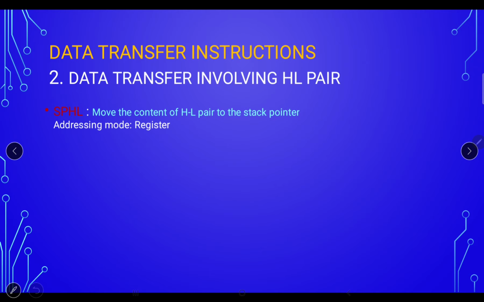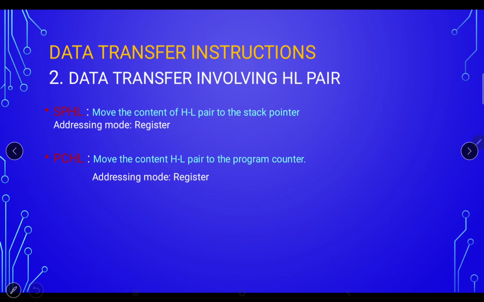Then the next instruction is SPHL instruction. Here SP stands for stack pointer and HL stands for HL register pair. So, here the content of HL pair is moved to the stack pointer and here the addressing mode is register addressing mode.